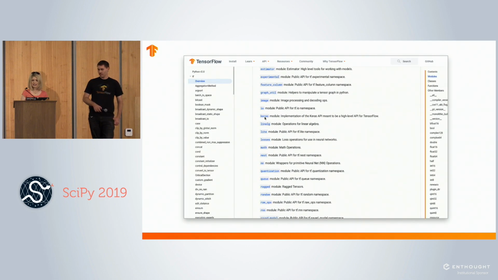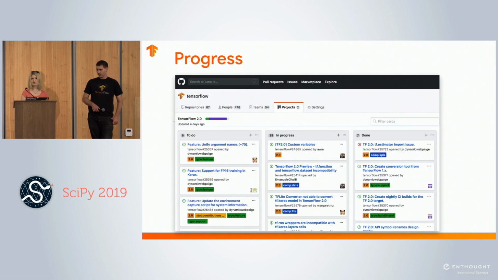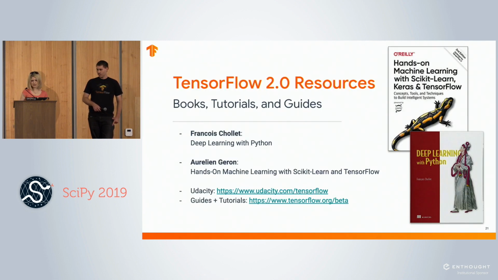We've improved API documentation and are starting to run community doc sprints. And we've also created a completely open and transparent project tracker. So if you want to keep up to date on status for any of our issues or bugs, you can follow along on GitHub. Free resources available for you to try out: Deep Learning with Python by Francois Chollet, who's the author of Keras, as well as Hands-on Machine Learning with Scikit-learn and TensorFlow by Aurélien Géron. We also have a free course available on Udacity and a whole bunch of guides and tutorials on tensorflow.org/beta.